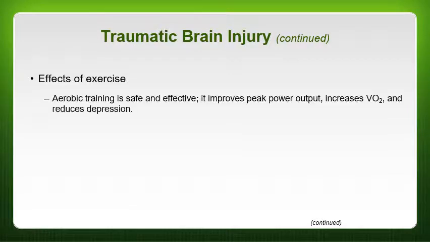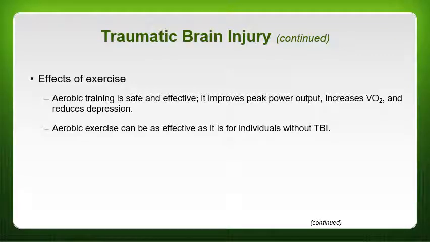As far as the effects of exercise, aerobic training has been deemed safe and effective for people with traumatic brain injury. Again, you're going to improve various physical measures, peak power output, VO2. It has also been shown to reduce depression. Many times individuals who suffer traumatic brain injury, through the loss in function that they have or some of the difficulties they face, end up suffering from depression. So that's something that can also be assisted with aerobic exercise.